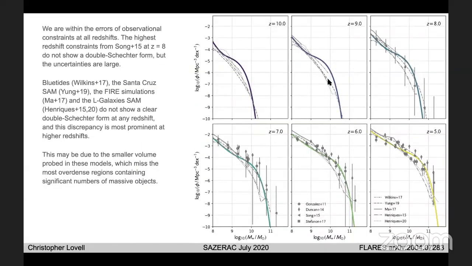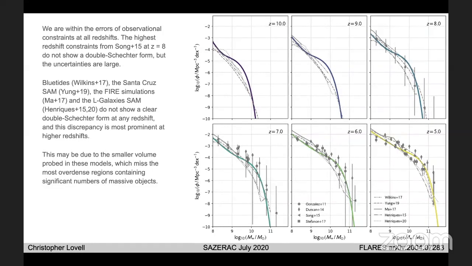So compared to the observations, FLARES sits between the inter-study scatter, even up to the highest redshifts. Unfortunately, we're unable to completely probe whether this strong double Schechter extends to higher redshifts. However, compared to other models, such as BlueTides, some of the semi-analytic models and the FIRE simulations, we don't see this strong double Schechter shape in those models. So we see a more power law-like or single Schechter-like shape.